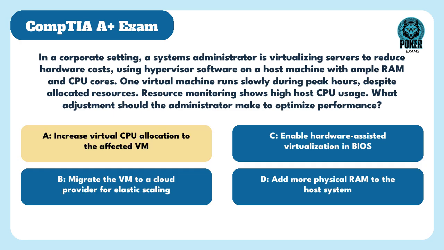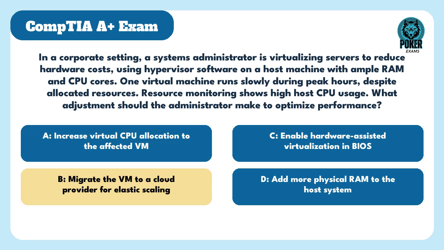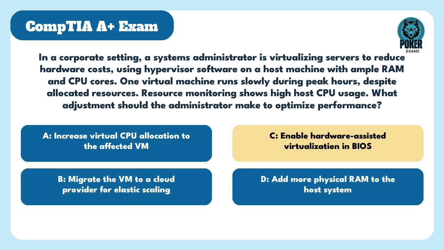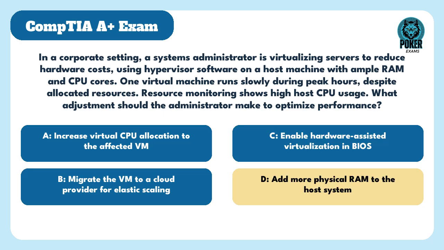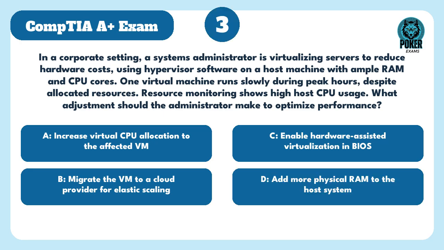Option A. Increase virtual CPU allocation to the affected VM. Option B. Migrate the VM to a cloud provider for elastic scaling. Option C. Enable hardware-assisted virtualization in BIOS. Option D. Add more physical RAM to the host system. The correct answer is A.